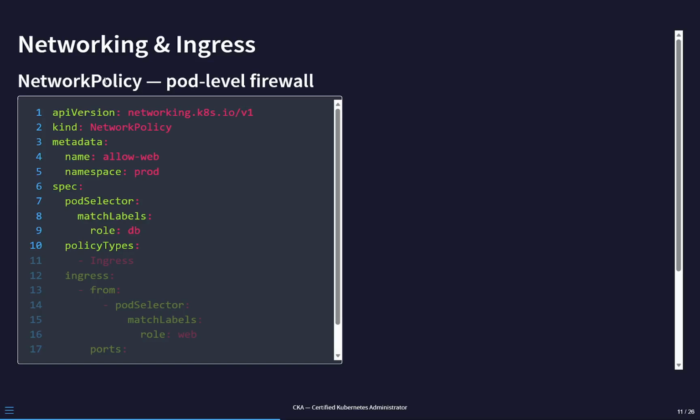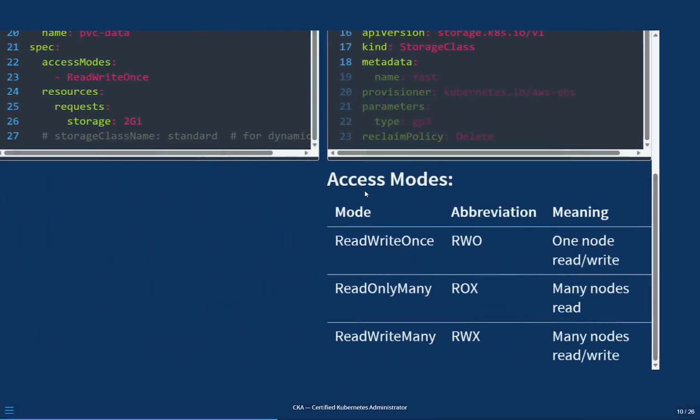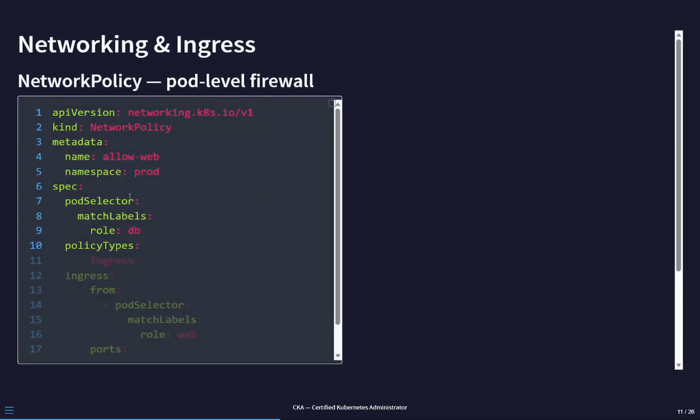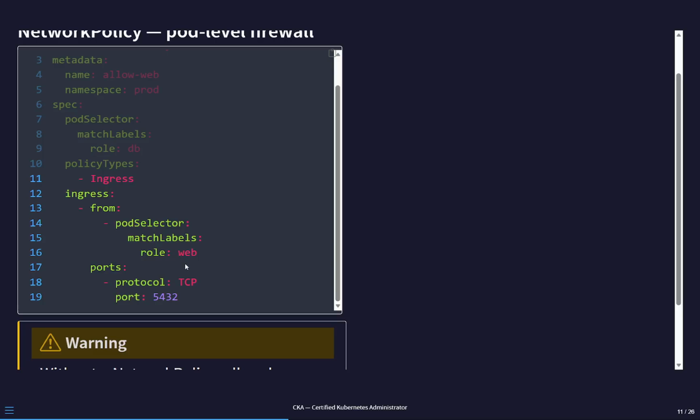By default in Kubernetes, every pod can talk to every other pod in the cluster. That is a security risk. Network policies let you define firewall rules at the pod level using label selectors. Look at the YAML on the left. This policy selects pods with the label role: db and restricts their inbound, ingress, traffic to only come from pods labeled role: web on port 5432. Any traffic from other pods is dropped.